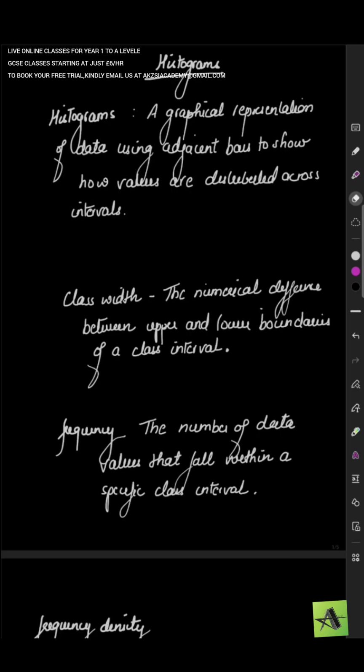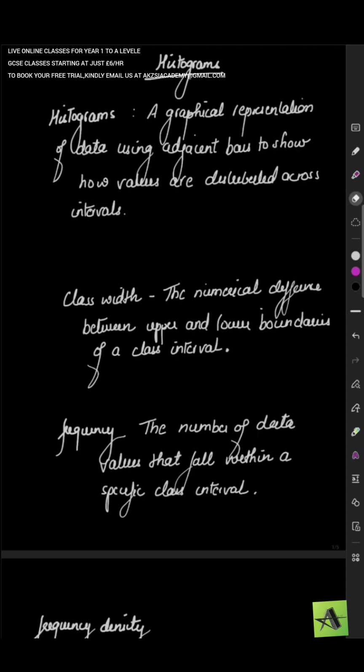Okay, so let me start with a basic definition of a histogram. It's basically a graphical representation of grouped data, because you know about discrete data and grouped data, and if you don't know, you can visit our video. This is where we represent the grouped data, I mean the tabular data, on a graph using different adjacent bars. Bars are basically vertical rectangles.